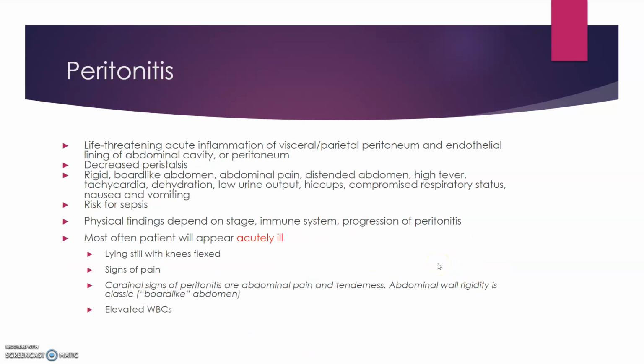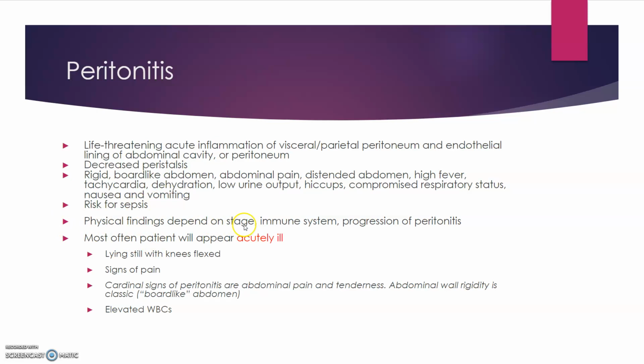For peritonitis, so this is life-threatening. This is an acute inflammation of the peritoneum, and this decreases peristalsis. They get a rigid board-like abdomen, and this is bad. If you ever hear this, it is something not to take lightly. They get abdominal pain, distended abdomen, high fever, tachycardia, dehydration, low urine output, hiccups, compromised respiratory status, nausea, and vomiting. With this, they're at high risk for sepsis.